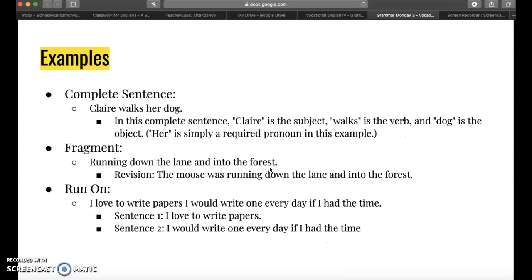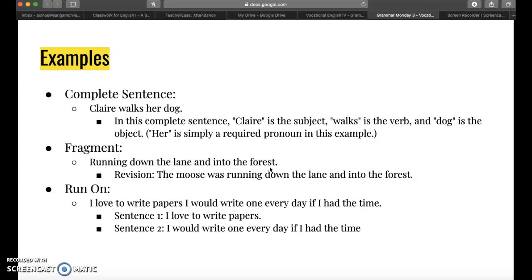Some examples. A complete sentence example is Claire walks her dog. In this complete sentence, Claire is the subject, walks is the verb, and dog is the object. Her is simply a required pronoun in this example. For the fragment example, we see running down the lane and into the forest. To revise that, we should say, the moose was running down the lane and into the forest. There's no subject in that sentence.